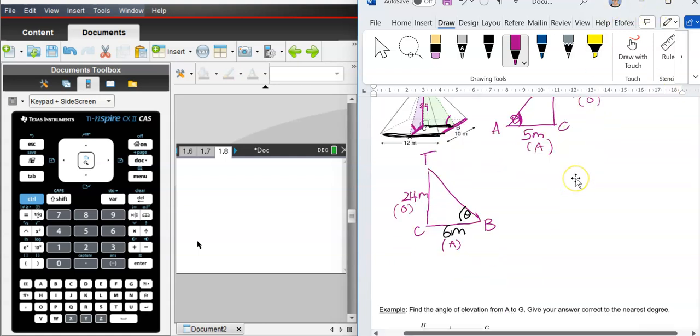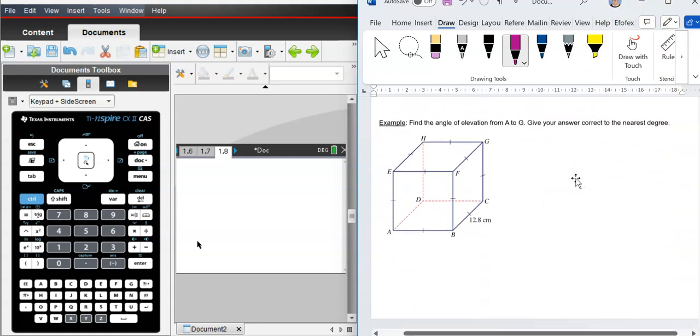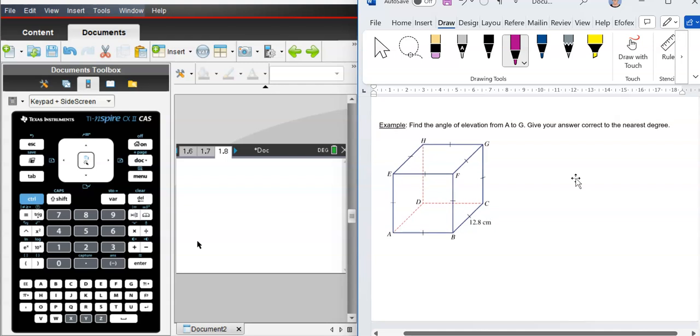So I will move on to the final example, which is a cube. And I know it's a cube because of the little dashes on each side of the shape, telling me that every single side on that shape is 12.8 centimetres. So I need to keep that in mind when I'm figuring out where the triangle is that I'm talking about.